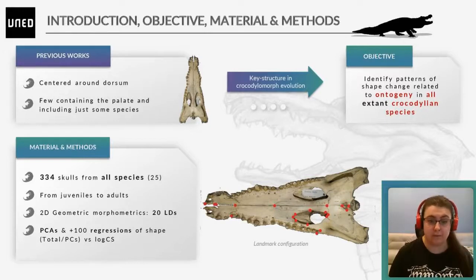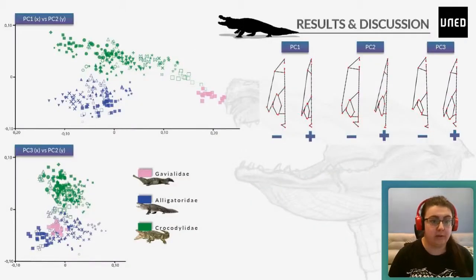We did several principal component analyses and regressions of shape versus the logarithm of the centroid size to inspect those ontogenetic patterns. So here you have the PCAs. At the top left, you have the first principal component versus the second one, and right below it, you have the second principal component versus the third.